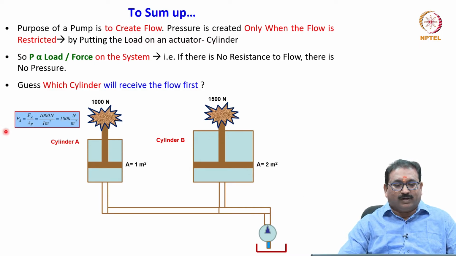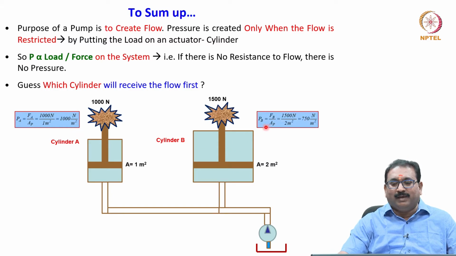We must know first what is the pressure at A. Pressure at A equals FA by AP. FA means this load, 1000 Newton, divided by the area of the piston, here 1 meter square, so 1000 Newton per meter square. Similarly, we will calculate PB, the pressure at this one, FB by AP: 1500 Newton by 2 meter square, this is 750 Newton per meter square.